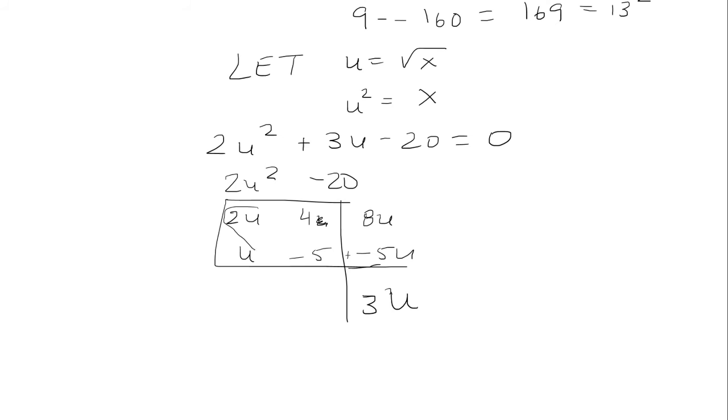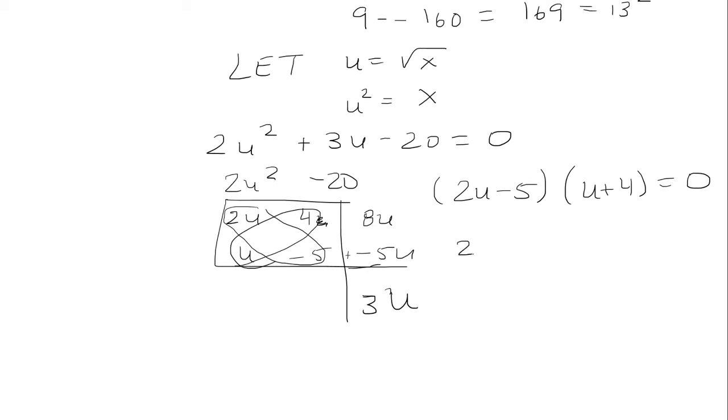And now I just look at the diagonals. So this would be 2u minus 5 as one of the factors. And this would be u plus 5. Oh, sorry, u plus 4 as the other factor. So if we solve for u, we have 2u minus 5 is 0. That'll make u equals 5 halves. And then u plus 4 is 0, which will make u negative 4.